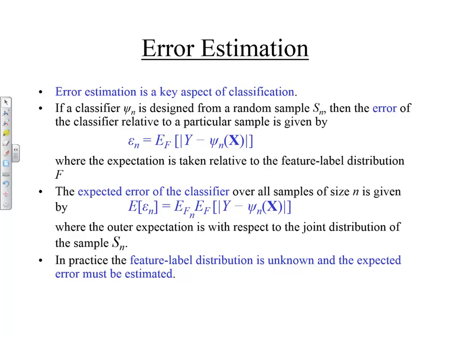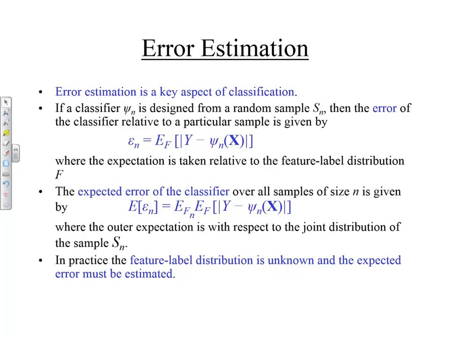So the expected error of the classifier, right, over all samples of size n is given by the expectation of epsilon n of this quantity. So you have to take two expectations, one with respect to the feature label distribution, and then you have to take the expectation with respect to the joint distribution of the sample Sn. Okay. And again, you guys are supposed to be the experts in all this stochastic stuff. Okay, so I don't need to teach you that. You know that you have to take those two expectations, right?